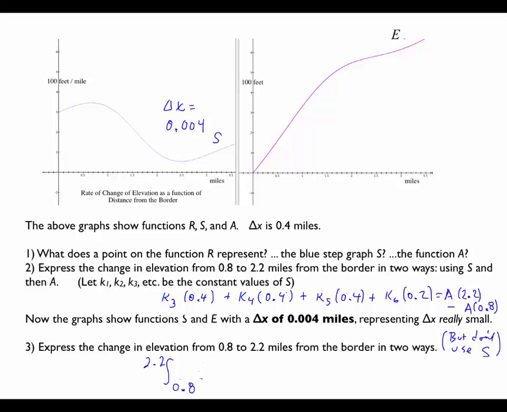So just like we had rate times change in X, how do we represent that when things get really small? So R of x dx, or R of t dt. Because we have values in both places here, we can choose any symbol we want, okay? But that's one way to express that. It's an exact change in elevation from 0.8 to 2.2. And then, how else can we express it?